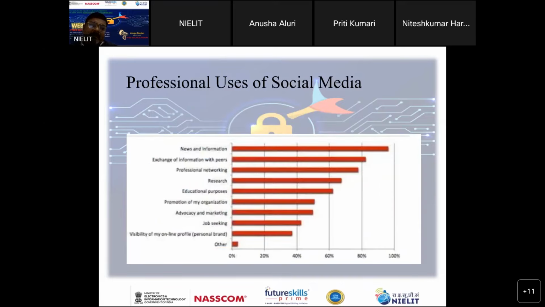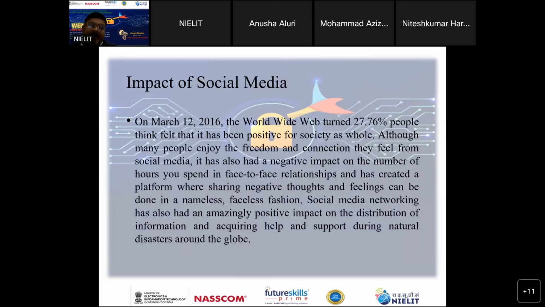So this is the graph showing social media professional use. The maximum use is news and information, followed by exchange of information with peers, professional networking, research, and education. So these graphs explain the use of social media in today's scenario.